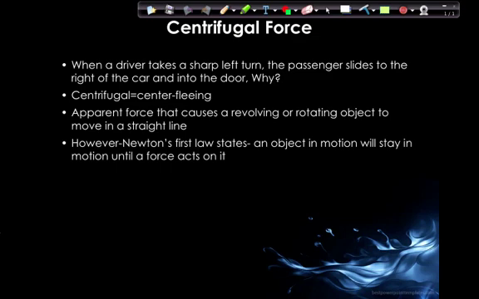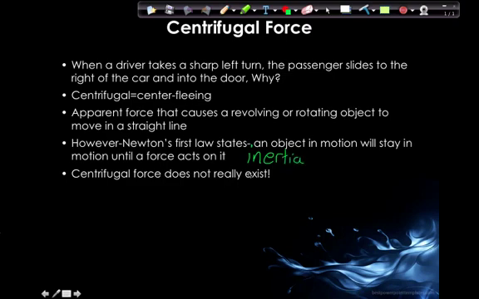Newton's first law states that an object in motion will stay in motion until a force acts on it. That first law right there actually deals with something called inertia. Inertia makes you want to move in a straight line. It wants to resist change. So if you're sitting still, inertia makes you want to keep sitting still. If you're moving in a line, it wants you to keep moving in a straight line.